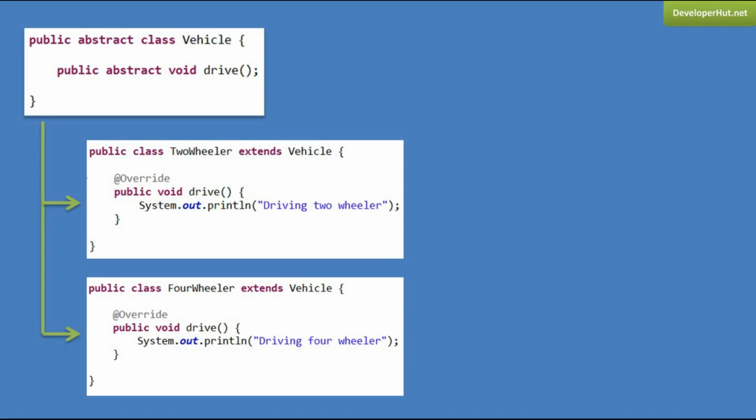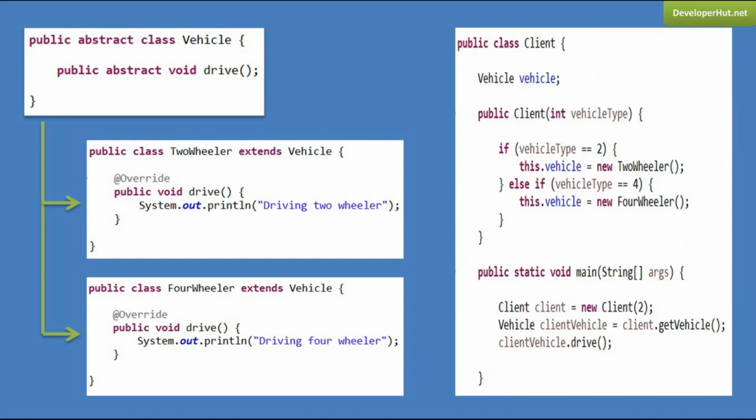Now there is a separate client who is using this vehicle class drive method, right? So in this case, what will the client do? The client will simply create the object of the vehicle and call the drive method. So in this case, basically the client is going to create the object of the vehicle. Now here the client knows there are two different kinds of types or objects available in the vehicle. So it can be either two-wheeler or four-wheeler.